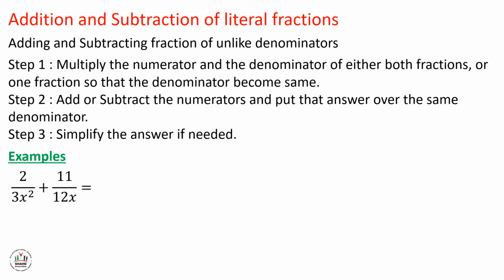2 over 3x squared plus 11 over 12x. It's obvious that these two fractions don't share the same denominator. So we need to make these two denominators the same.